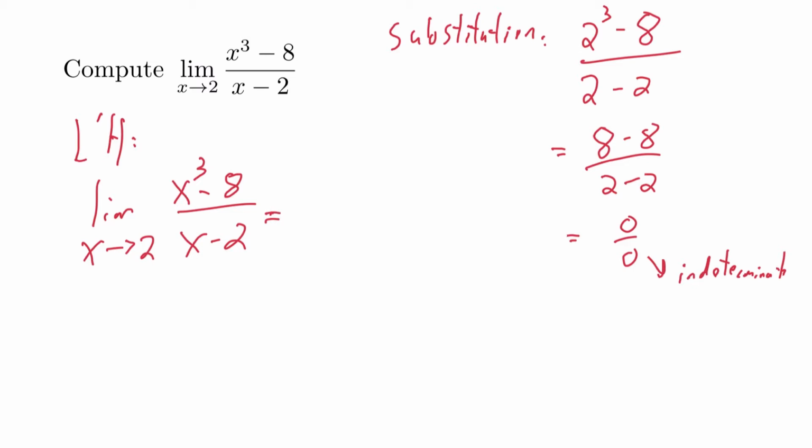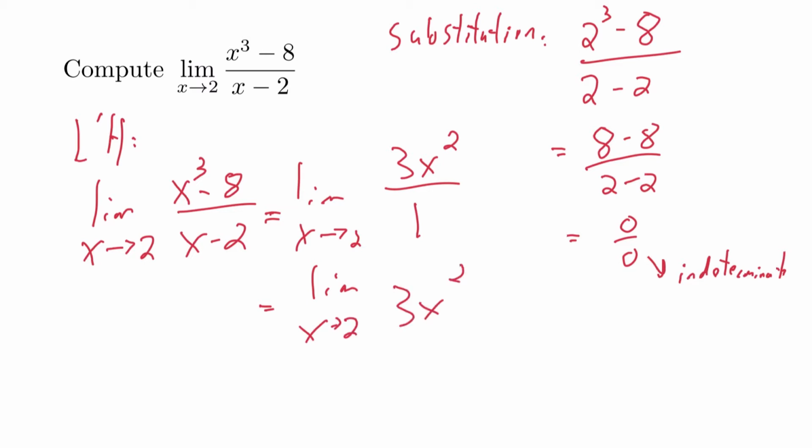So I differentiate top and bottom. And I just get the limit as x goes to 2 of 3x squared. So 3 times 4, which is 12. Now another way we could have gotten this was to factor the top and the bottom. The top would factor as x minus 2 times some quadratic, and we could have canceled out the x minus 2 on the top and the bottom. But again, L'Hopital's rule gives us another way to do this.